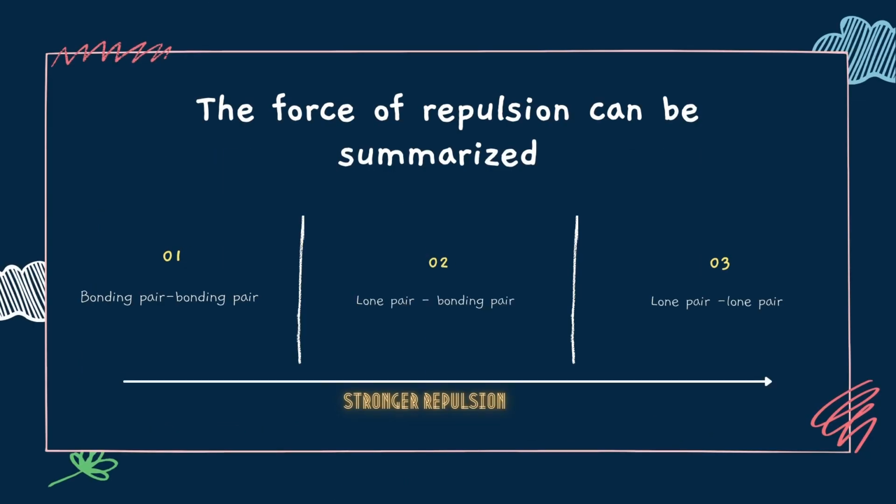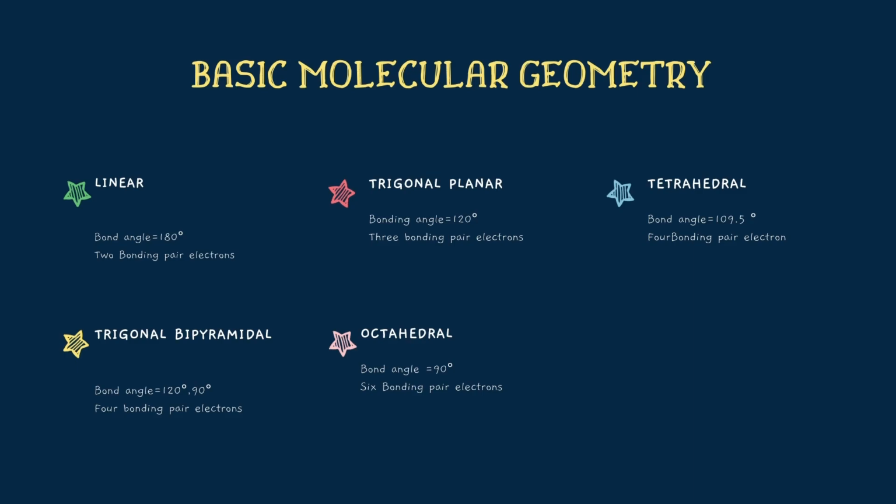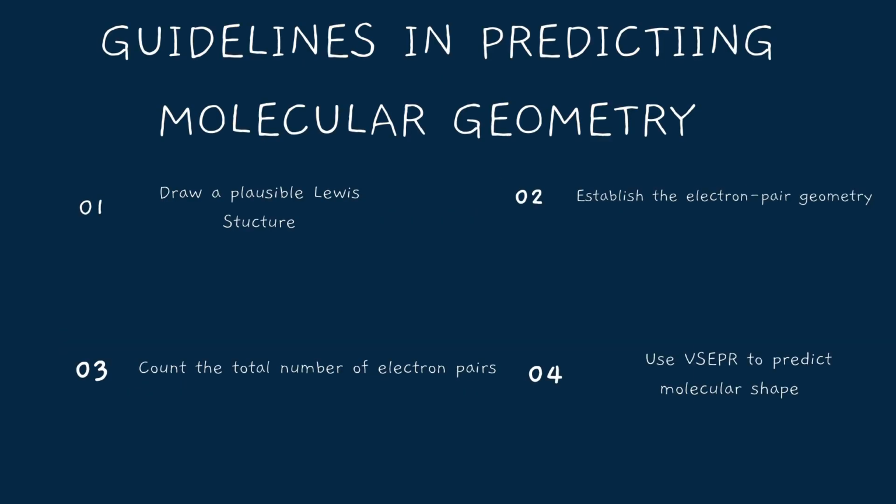The force of repulsion between the lone pair and the lone pair is the strongest, followed by lone pair and bonding pair, and lastly bonding pair and bonding pair. There are 5 types of basic molecular geometry, which are linear, trigonal planar, tetrahedral, trigonal bipyramidal, and octahedral.